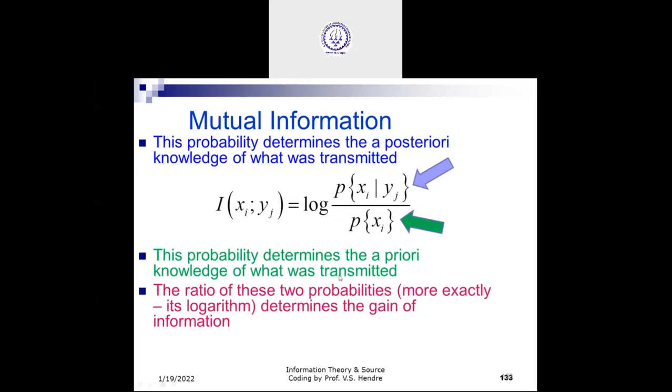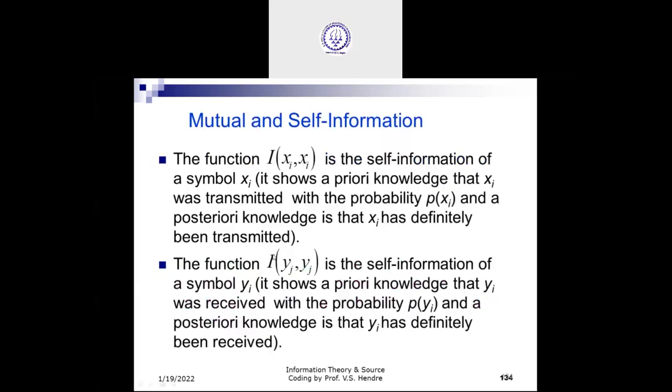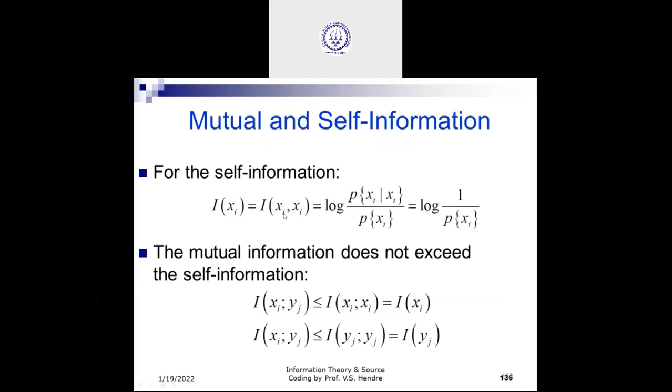This probability determines the a priori knowledge of what was transmitted, because you have received something, yj, but you are trying to predict what xi has been transmitted by the transmitter. So the ratio of these two probabilities determines the gain of information, and that's why it is recorded as mutual information. Now, how to establish the formula for the mutual information?